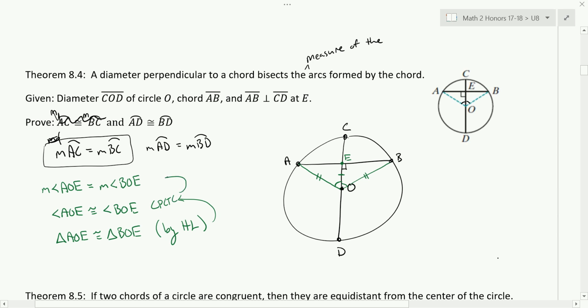And then we can say that the measure of the angles are congruent, or sorry, are equal by definition of congruence. And then we can say that the measure of the arcs are the same by definition of a measure of an arc. Okay.